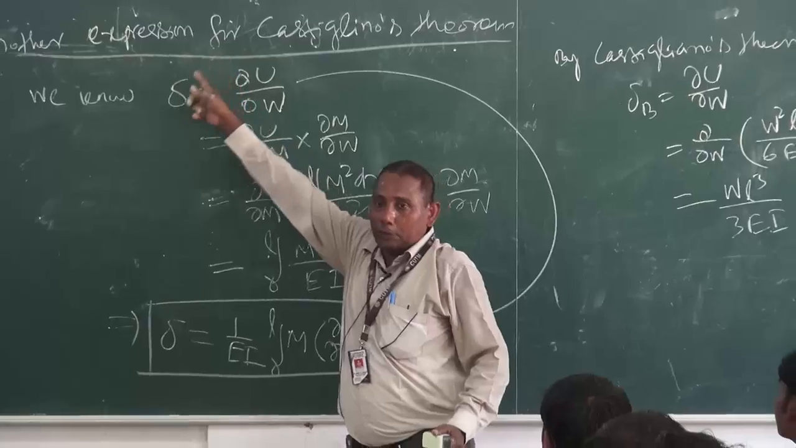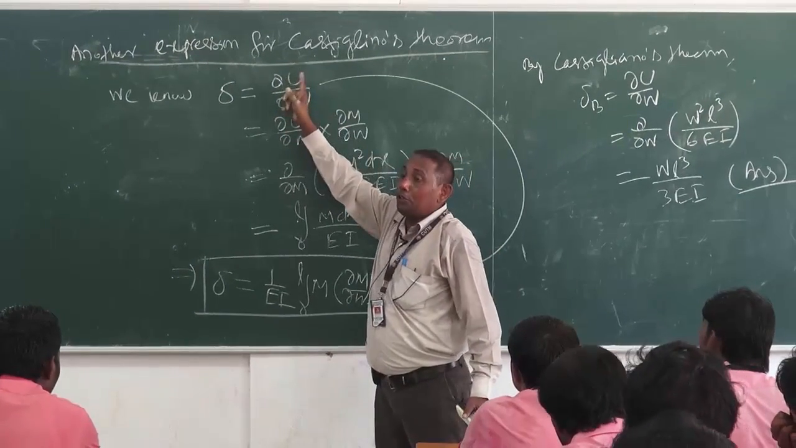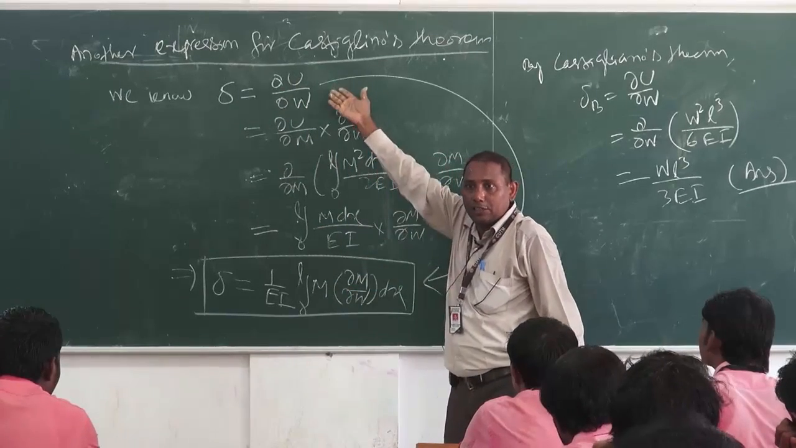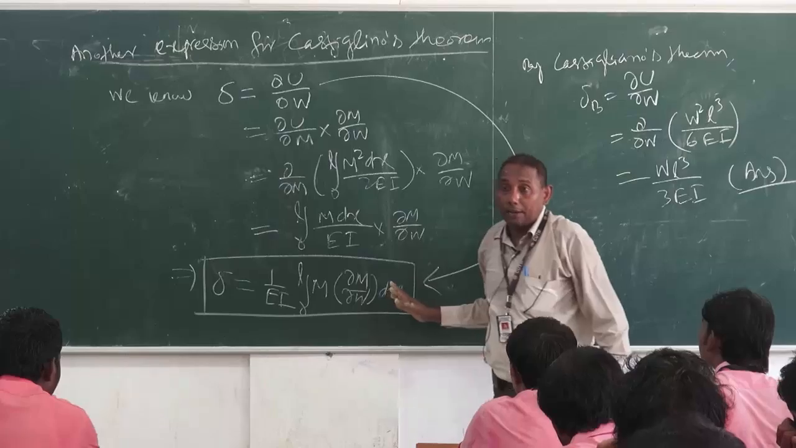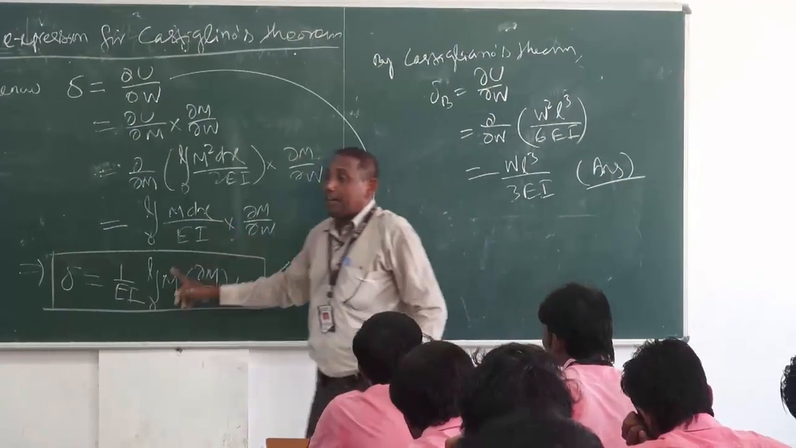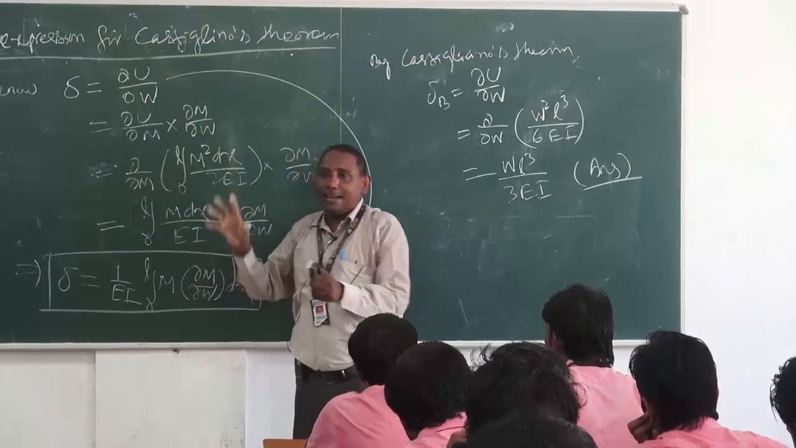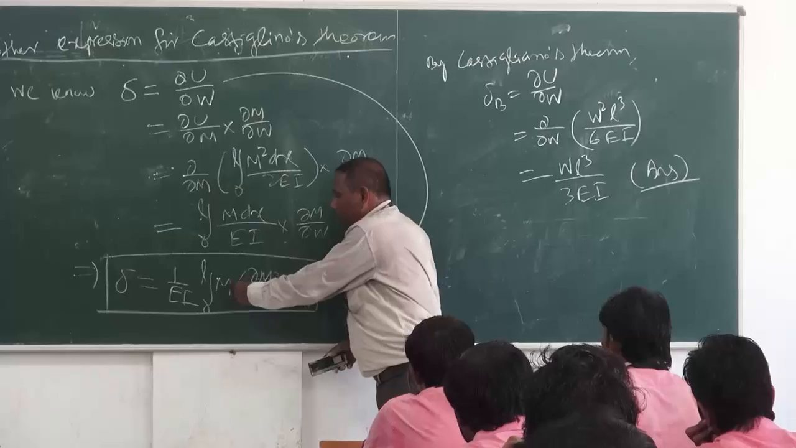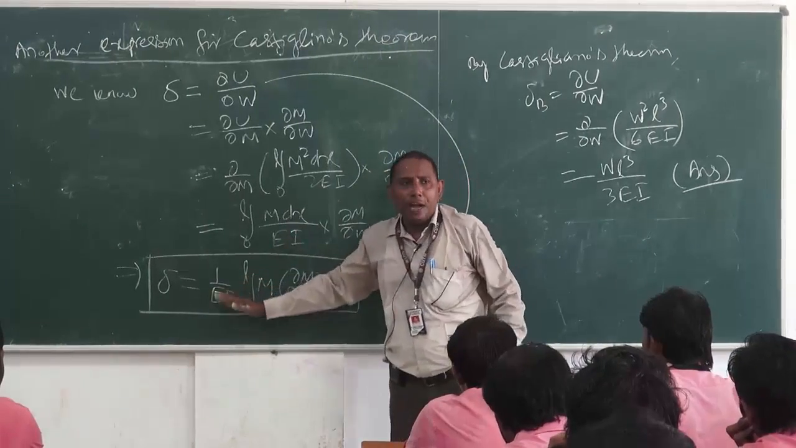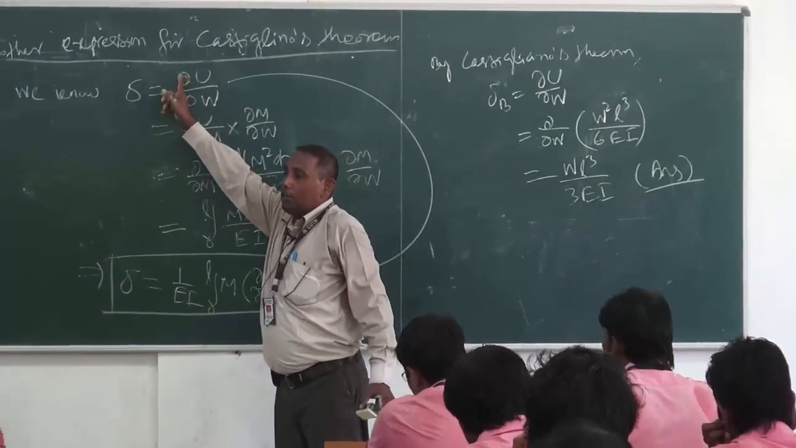By using the earlier expression, as we did in the previous problem, first you have to calculate separately the U value. But in this new expression, which is the same as this, the U term is not there. That means you need not calculate the strain energy separately. You are only calculating M, and that M calculation is enough to find the deflection. So this new expression is very advantageous over the earlier expression.